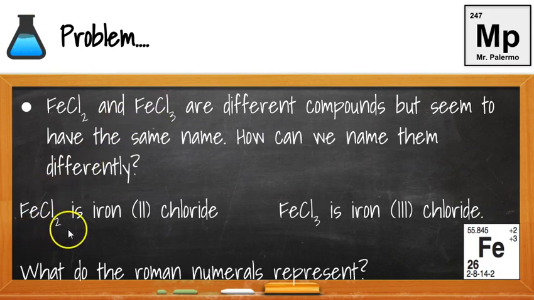Well, FeCl2 is actually called iron 2 chloride. This is the Roman numeral 2 here. And FeCl3 is iron 3 chloride. So what do these Roman numerals represent? They actually represent the charge of the ion that's being used. So in iron 2 chloride, the 2 represents the +2 charge of the iron in this compound. And in iron 3 chloride, the 3 represents the +3 ion of iron that's being used in this compound.